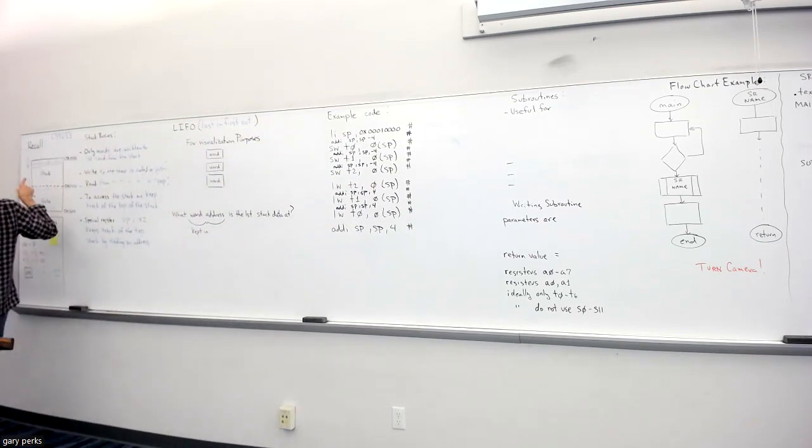Well, let me ask you this. What is the address of this byte? Yes, all zeros and FFF. Right, because this is the top address. So what would the address of this byte be? FFFD, right? This one would be FFFD, and then FFFC.